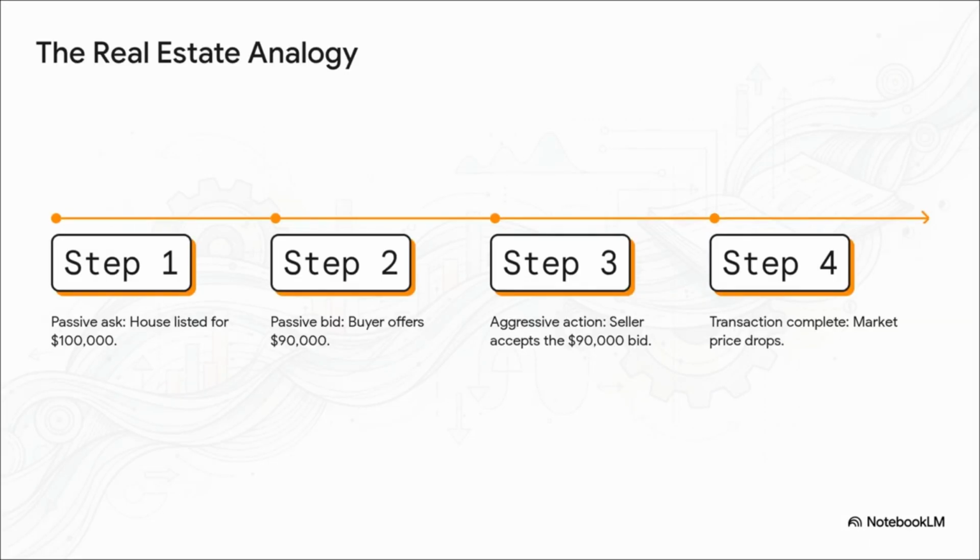Let's use a really brilliant real estate analogy from our source to make this all click. Imagine you list a house for $100,000. That is a passive asking price. But a buyer comes along and bids $90,000. That's a passive bid. Now, let's say your house sits on the market for months. You get a bit impatient, so you accept the $90,000 bid. You just became the aggressive seller. You aggressively hit their passive bid, the transaction was completed, and you effectively drove the market price of that real estate down. The financial markets work the exact same way, just at lightning speed with millions of transactions.